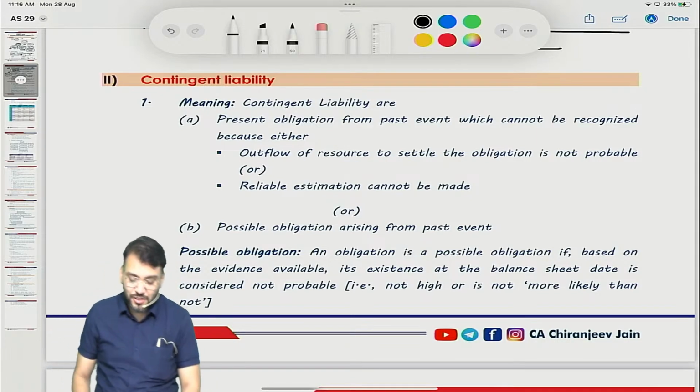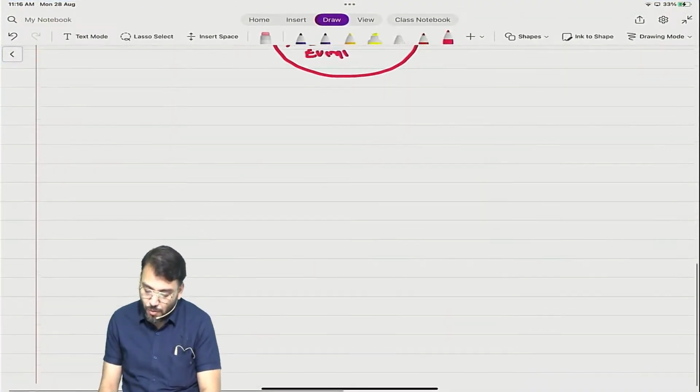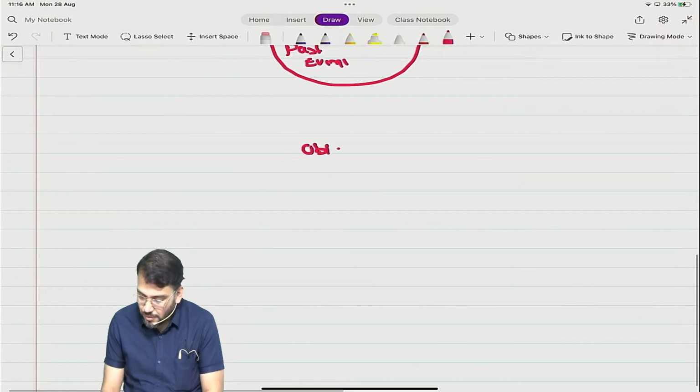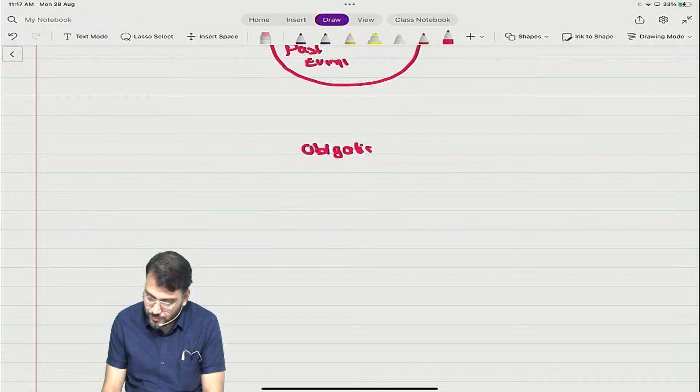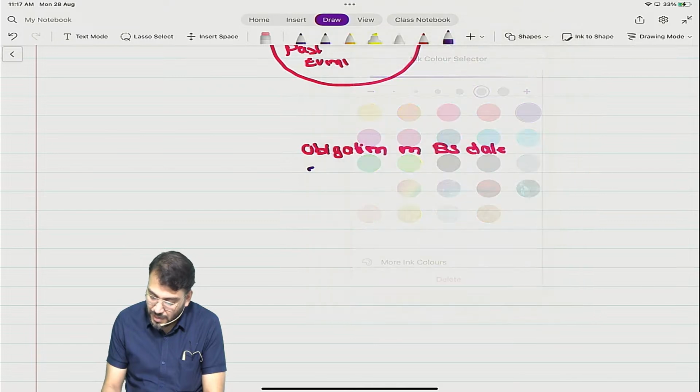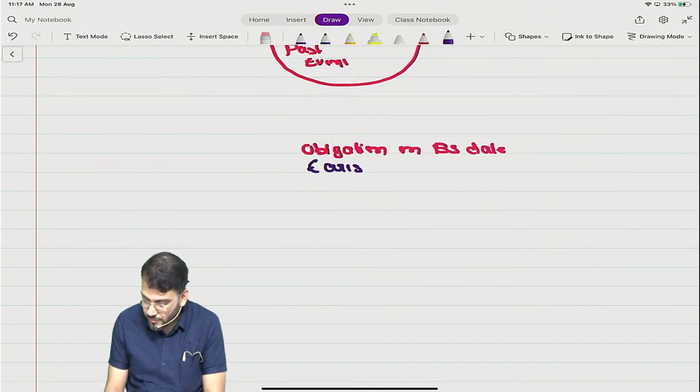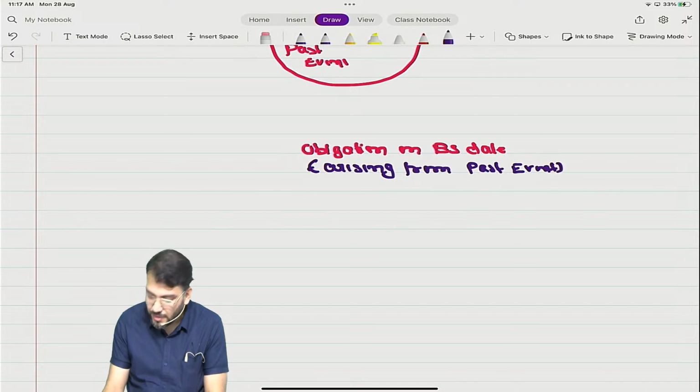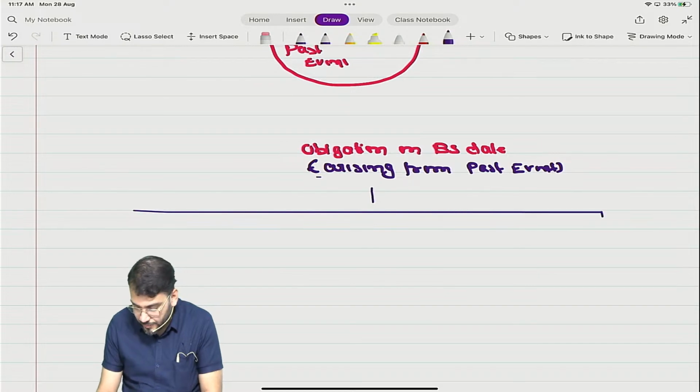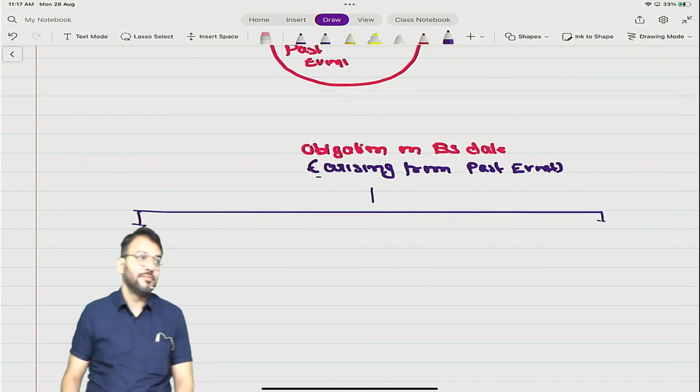So what we have understood is that we need to find out the obligation. Obligation on which date? Balance sheet date, arising from past event. Understood? Obligations are of three types.